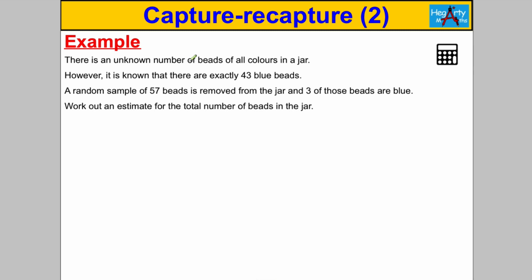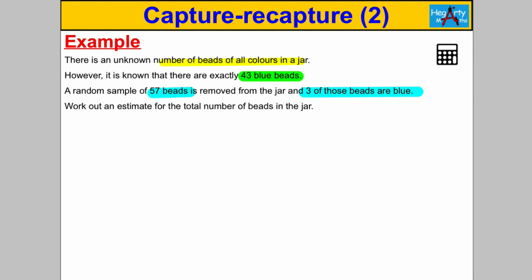So here, there is an unknown number of beads of all colours in a jar. However, it is known that there are exactly 43 blue beads. A random sample of 57 beads is removed from the jar and 3 are blue. Work out an estimate for the total number of beads in the jar.